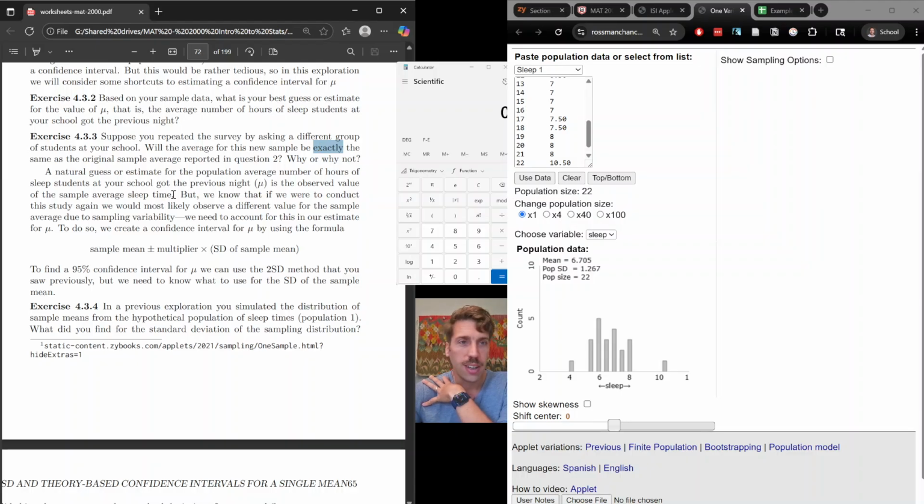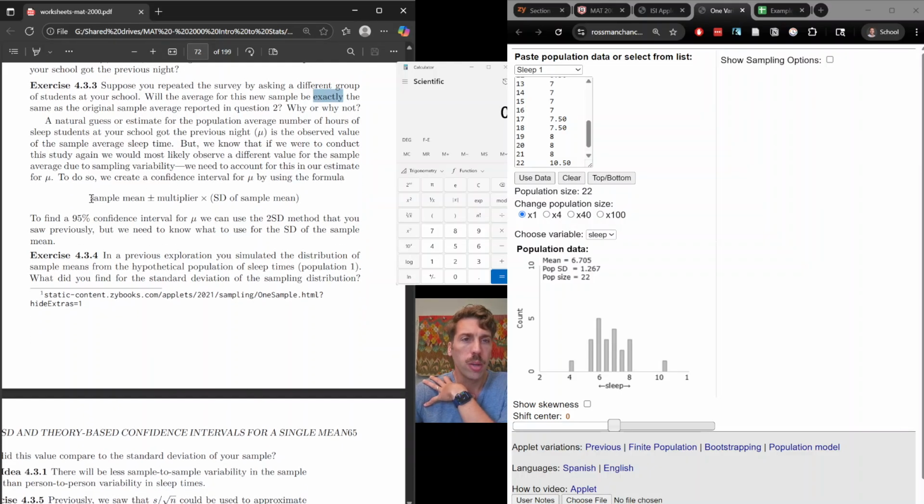Remember that. Here again we see the generic formula for confidence interval, which is sample mean plus or minus multiplier. The multiplier is going to be changed based on circumstances, and then the standard deviation of the mean, which is going to be a formula.